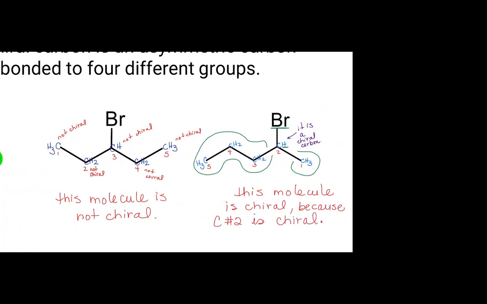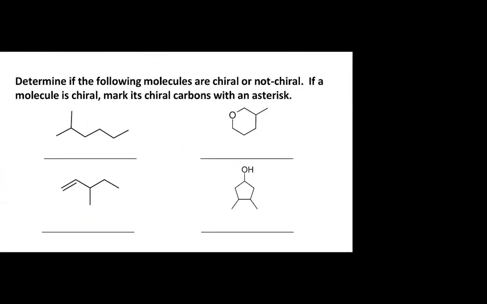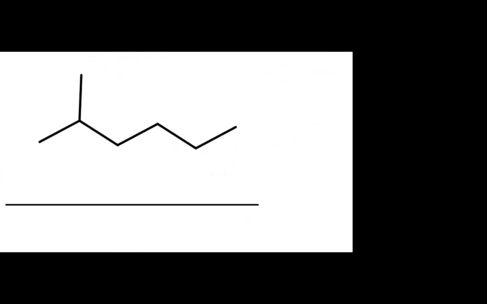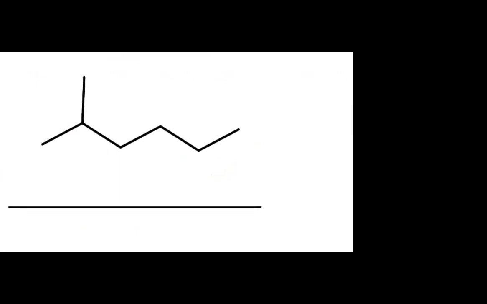So when it comes to chirality, if you find that your molecule has at least 1 chiral center, that makes the whole molecule chiral. If it has no chiral carbons, the molecule is not chiral. Let's practice. Here we have the following molecule. This is 2-methyl-hexane. Let me add in the carbons and hydrogens.